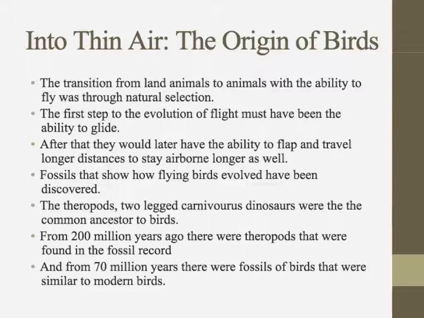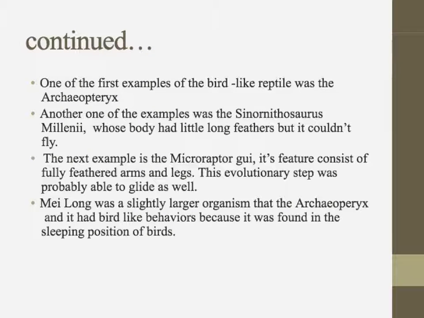From 200 million years ago, there were theropods found in the fossil record, and from 70 million years ago, there were fossils of birds similar to modern-day birds. One example of bird-like reptiles was the Archaeopteryx. Another example is the Sinornithosaurus millenni, whose body had long little feathers, but it couldn't fly.